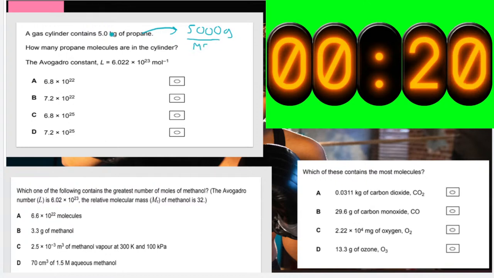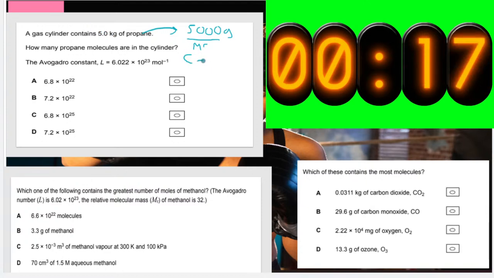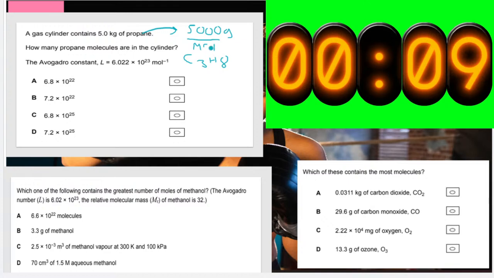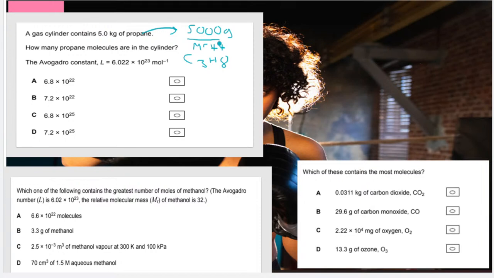So we've got to find the MR of propane. You're absolutely right, that's C3H8. If we add that up, that's 3 times 12 is 36, plus 8 is 44. So the MR is 44. And that will give us the moles. And so we do 5,000 mass over MR.